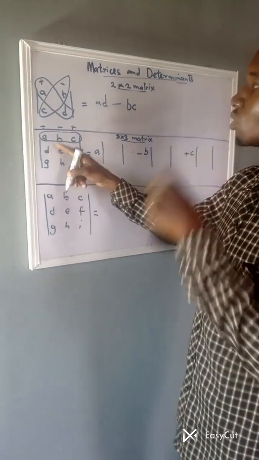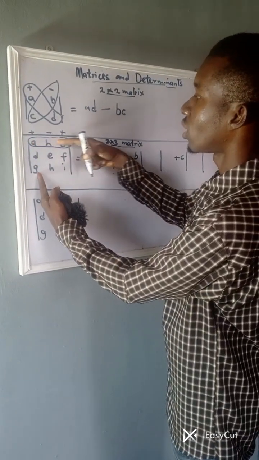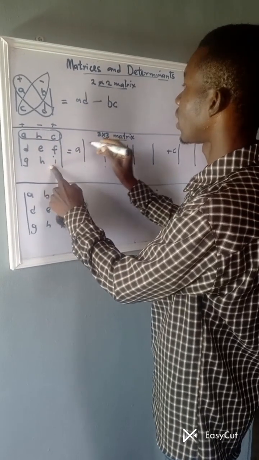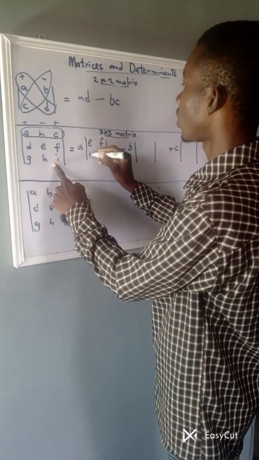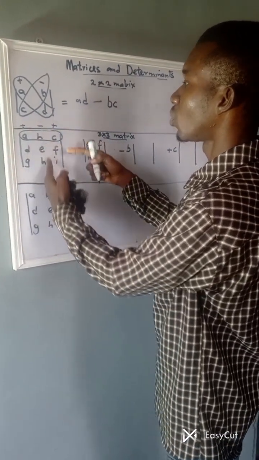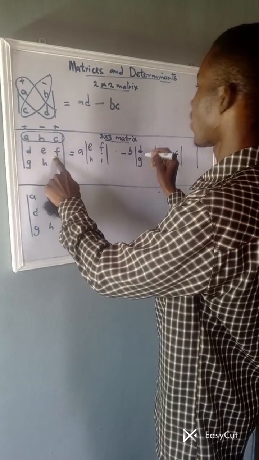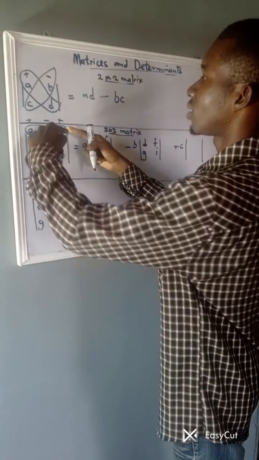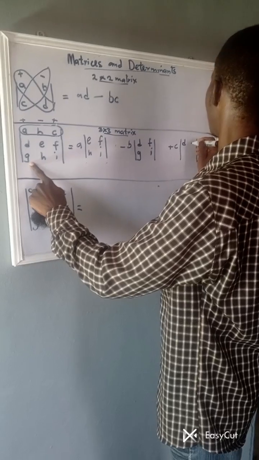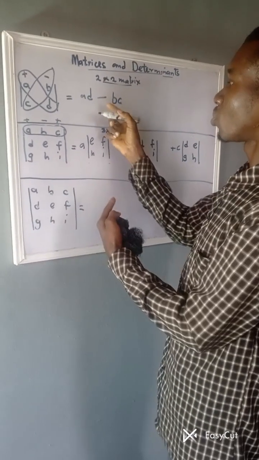Now, what's the 2 by 2 matrix you use for A? Since you have picked A, you exclude the elements of the same row and the same column. That means the 2 by 2 matrix A multiplies is E, F, H, I. If you are picking B, you exclude its row and column, so we are left with D, F, G, I. And if you are picking C, you exclude the row and column C belongs to. That makes it D, E, G, H.